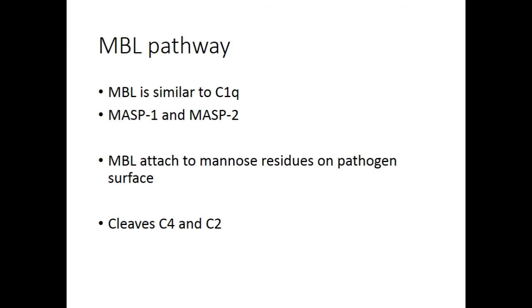In this, the MBL is a protein that is similar to C1q, and MASP1 and MASP2, that is, serine proteases 1 and 2, are like C1r and C1s. So the function is quite similar, but the MBL will attach only to the mannose residues on the surface of the pathogen. When MBL attaches to the mannose residues on the surface of the pathogen, it will get activated, and then just like in the classical pathway, all the steps occur, and finally C4 and C2 will be cleaved by the MASP2.